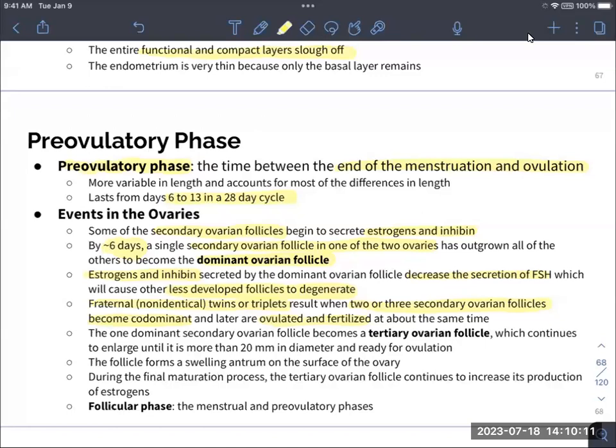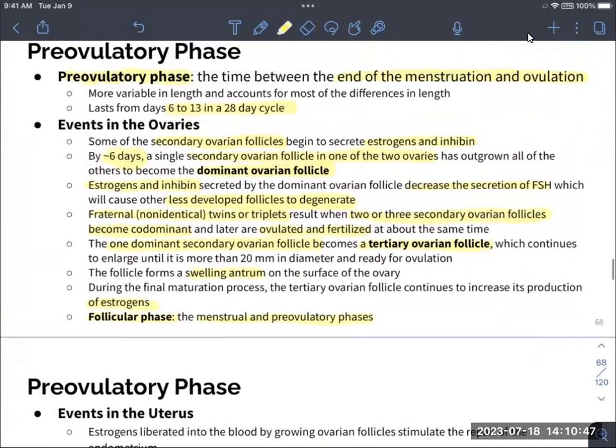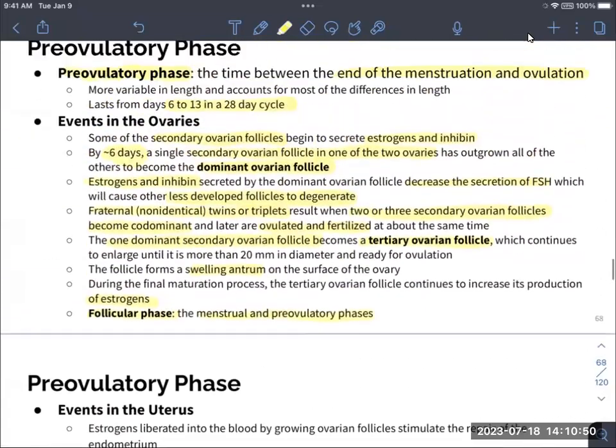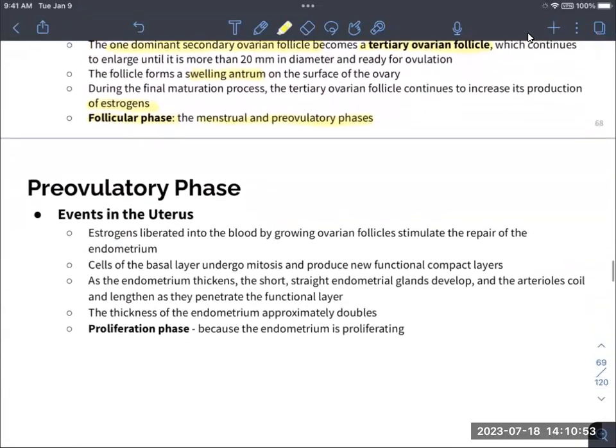So with just one, this one dominant secondary ovarian follicle will become a tertiary ovarian follicle. It continues to enlarge and enlarge till it's ready for ovulation. It's going to cause a swelling at the antrum of the ovary. This tertiary ovarian follicle is increasing the amount of estrogens that it's going to produce. Then we come to this follicular phase, which is the menstrual and pre-ovulatory phases together. That's what makes up this pre-ovulatory, everything that's happened so far.